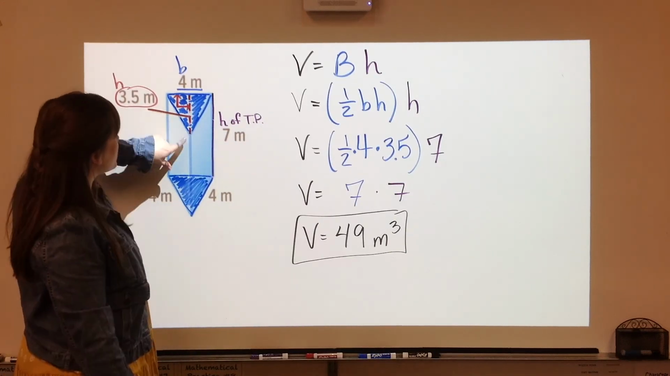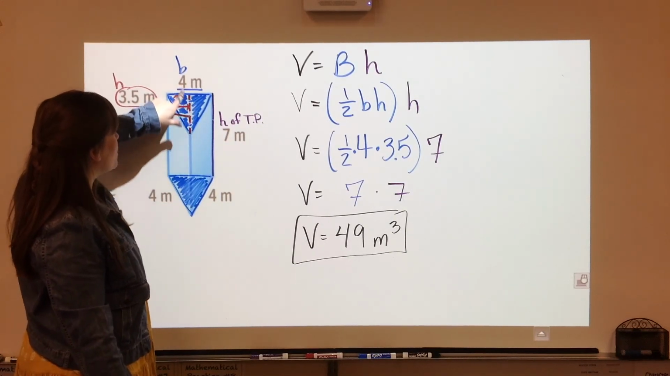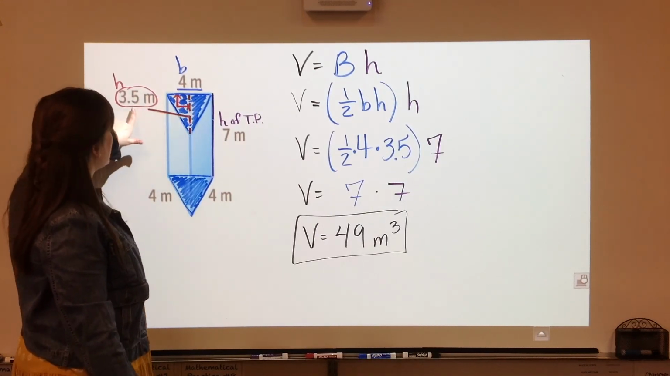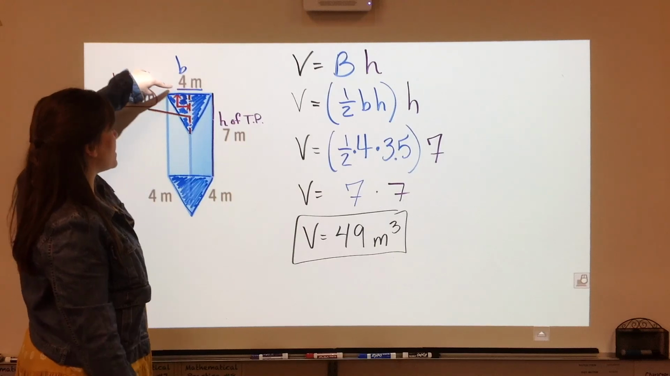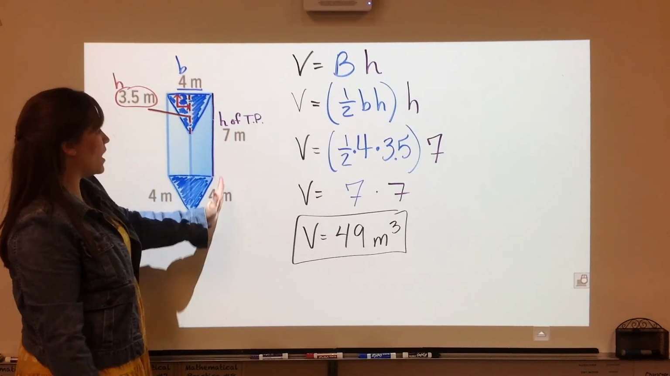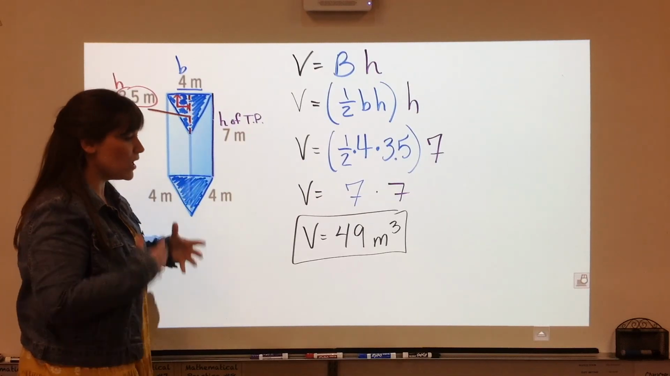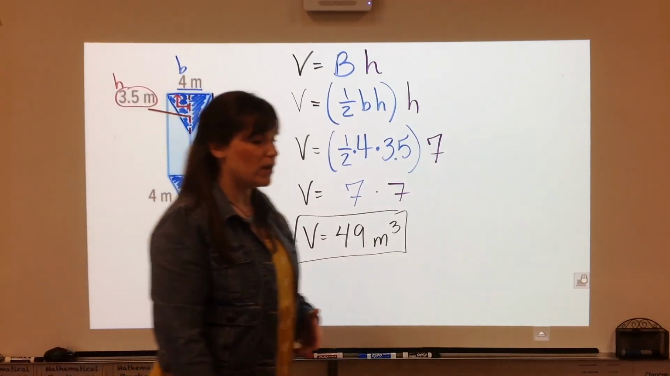Of the shape. Notice I shaded the dotted line red and I drew arrows to this dotted line. That's the height. And then the base of the triangle was 4. The height of the entire triangular prism was 7. Make sure you have that labeled. It'll help you as we move forward as well.